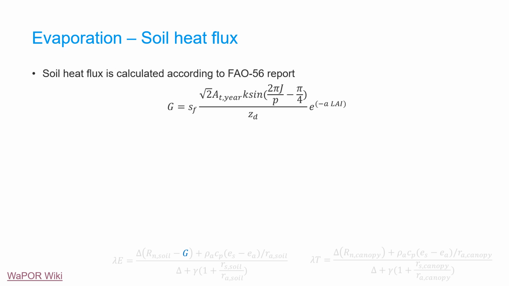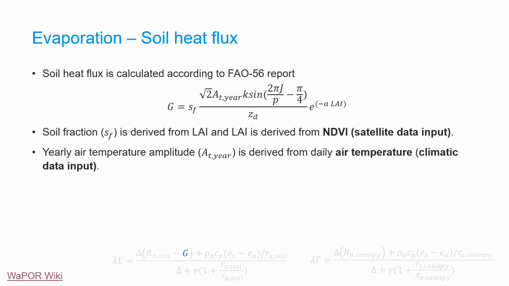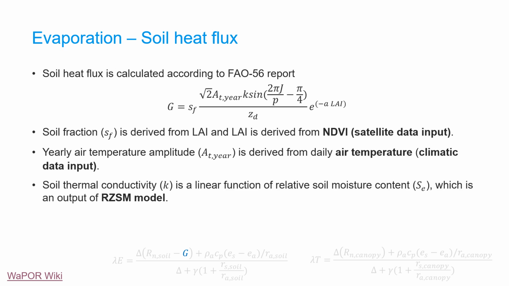ETLook uses the formula detailed in the FAO 56 report, where soil fraction is derived from LAI and yearly air temperature amplitude is derived from daily air temperature. Soil thermal conductivity is a function of relative soil moisture content, and damping depth is derived from soil thermal conductivity and volumetric heat capacity, which is also a function of relative soil moisture content. As we can see, LAI, air temperature, and relative soil moisture content are the key data inputs to calculate soil heat flux.